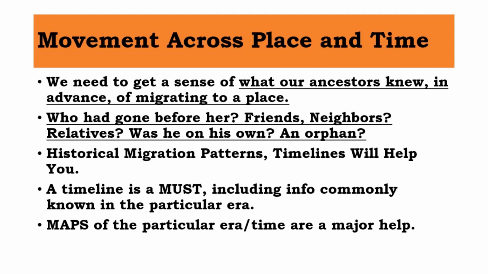If you've got an ancestor who came in a little late, who had gone before her to that place? Did she have friends? Maybe some neighbors, or maybe somebody she was thinking of marrying, or relatives, or was he on his own? Were there orphans? If you haven't investigated the orphan train literature, you need to do that in movements across the Midwest of the United States, especially.